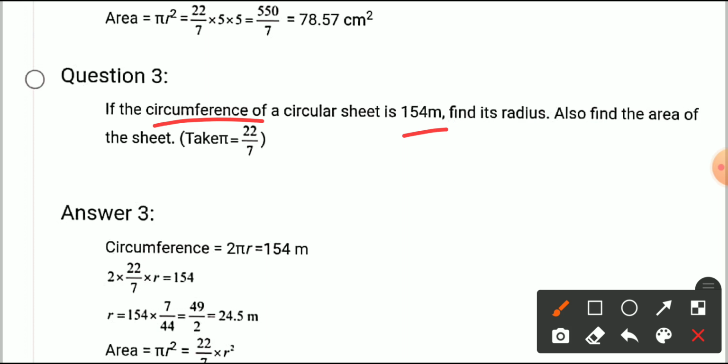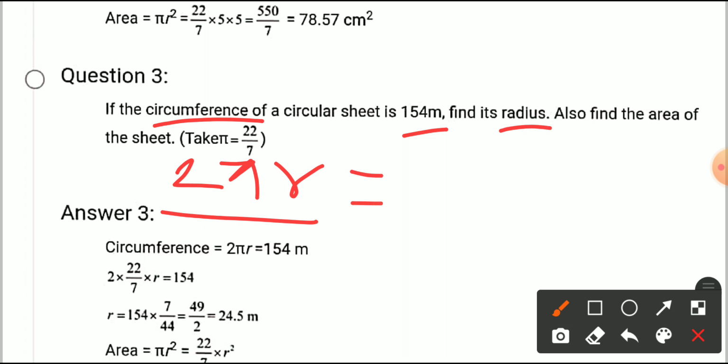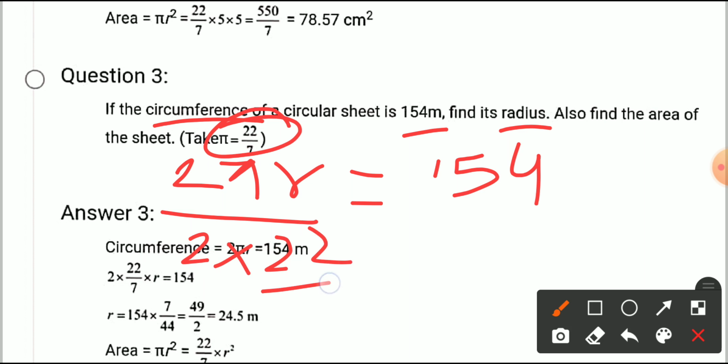So what is the circumference of the circle? We know that the circumference of a circle is 2 pi r or pi into d. Here I am using the formula 2 pi r because we need to find the radius. So, 154, and here we need to use the value of pi as 22 upon 7. So write 2 multiplied by 22 upon 7 r is equal to 154.